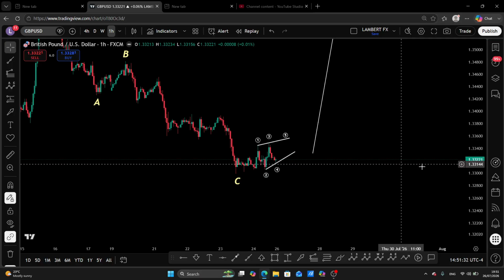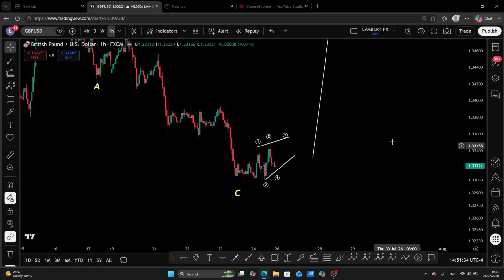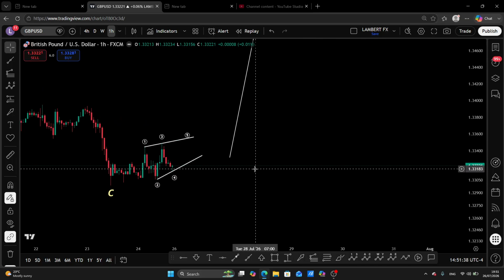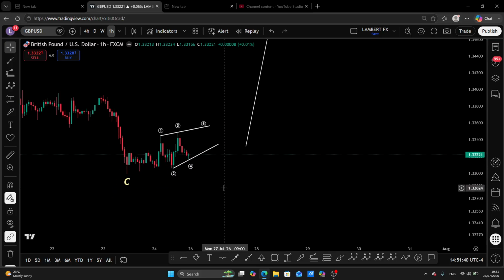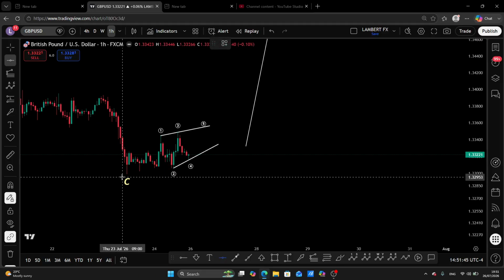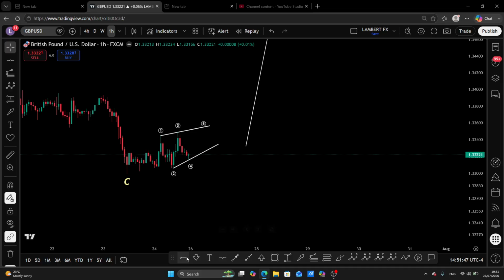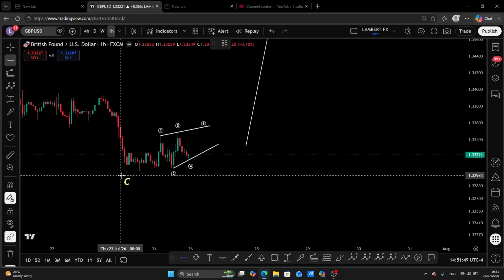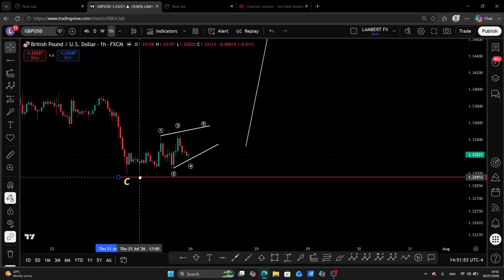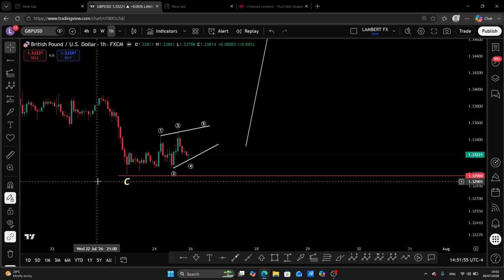And then what we're looking for here is basically, could this be a leading diagonal? We're not sure yet. We don't know. What we do know is that we have this low here. So this low is a reference point. I'll just plot a horizontal line at that low there.